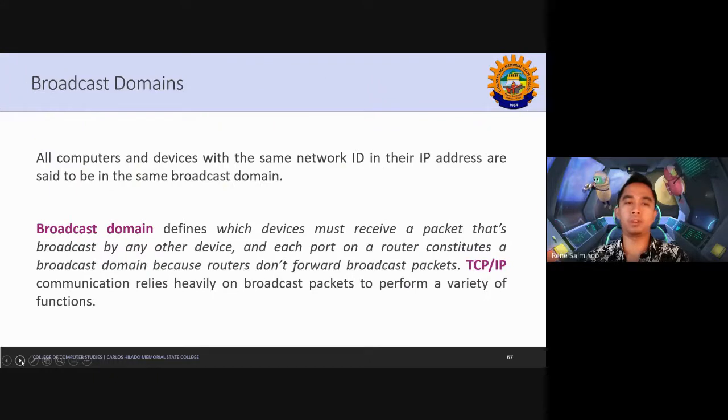So what are broadcast domains? This defines which devices must receive a packet, and each port on the router constitutes a broadcast domain because routers don't forward broadcast packets. TCP/IP communication relies heavily on broadcast packets to perform a variety of functions.